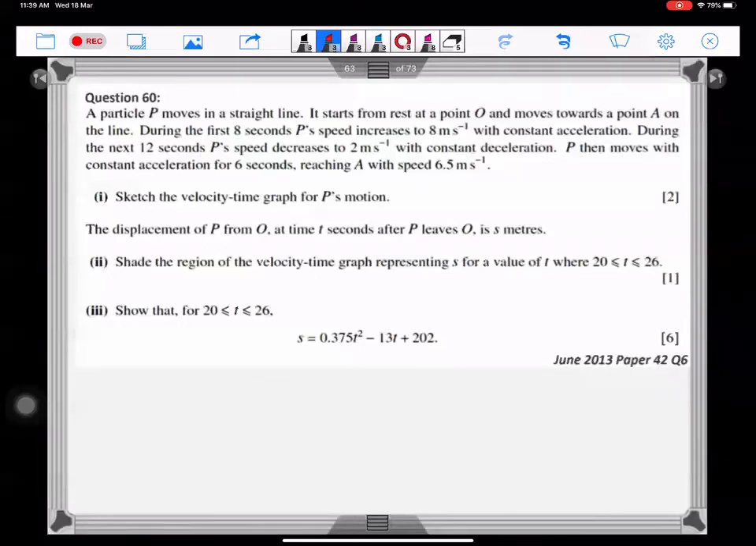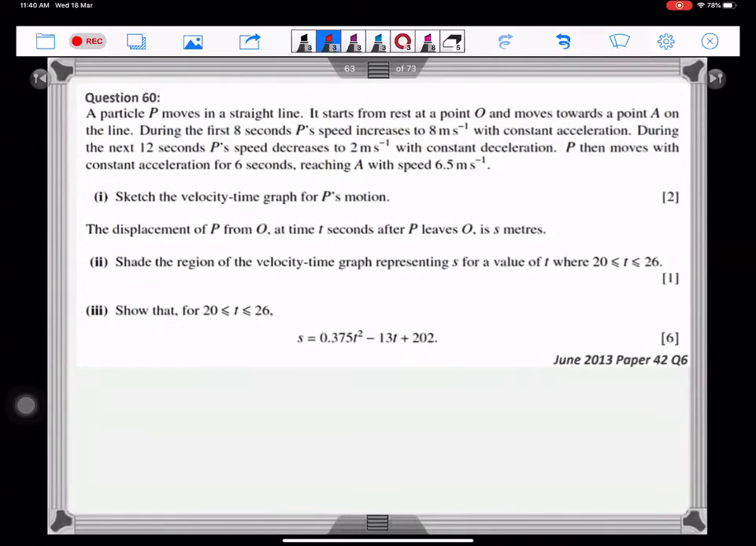During the next 12 seconds, P's speed decreases to 2 with constant deceleration. Now again, the first line had a positive gradient. The second line has a negative gradient. Don't get emotional and don't let it touch the x-axis because it's not coming to rest. From 8 till 2 and the time interval is 12 seconds. P then moves with constant acceleration. Again, a positive gradient for 6 seconds, reaching A with a speed of 6.5 meters per second. That means first 8 seconds, then 12 seconds, then 6 seconds. 8 plus 12, 20 plus 6, 26 seconds is the total journey. And there will be 3 straight line portions.